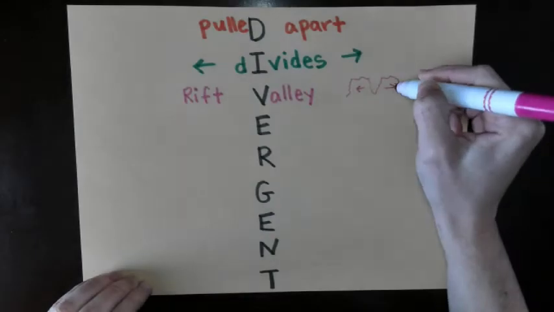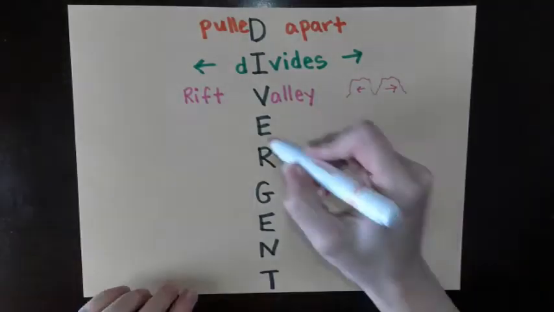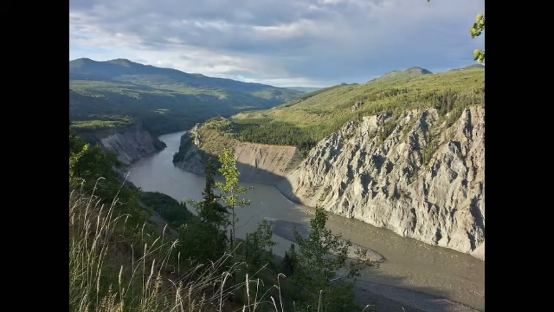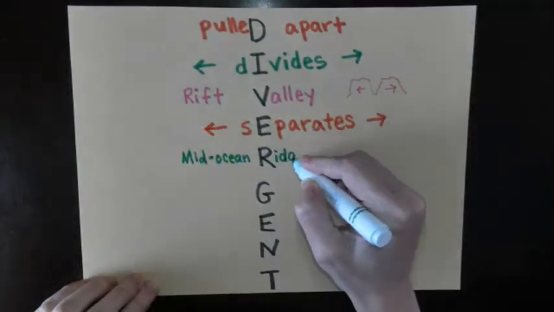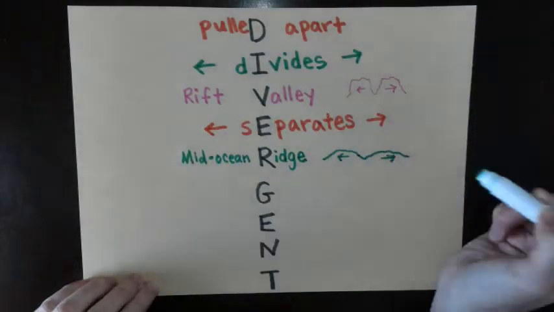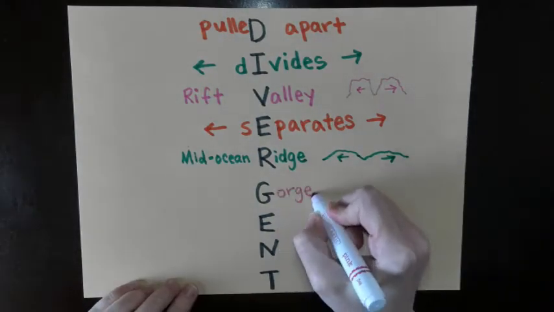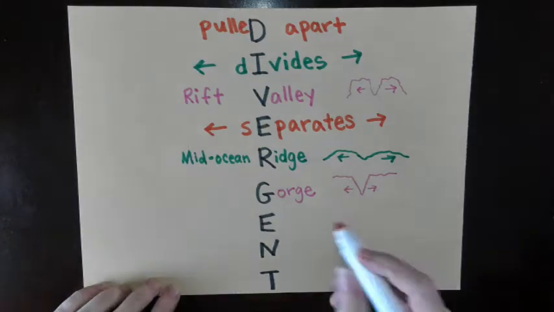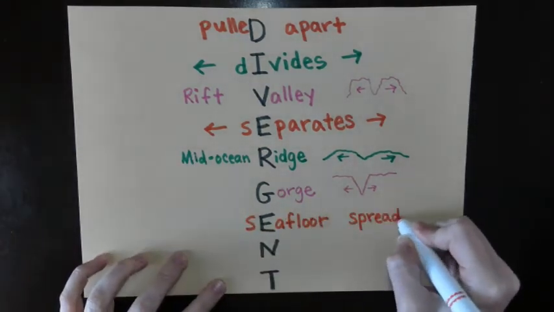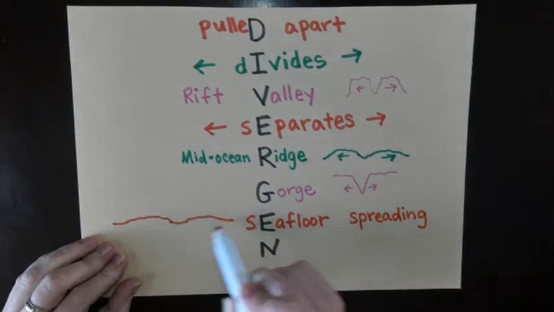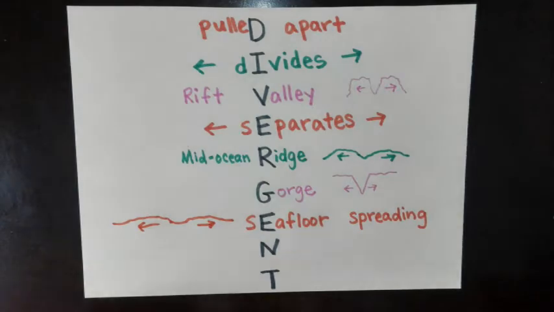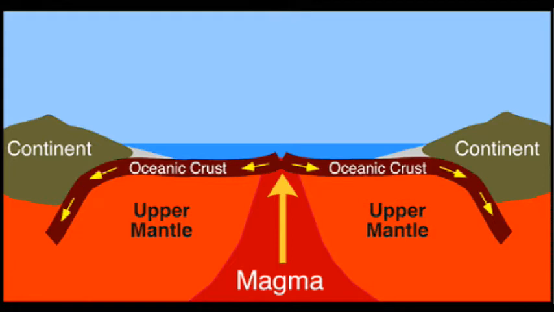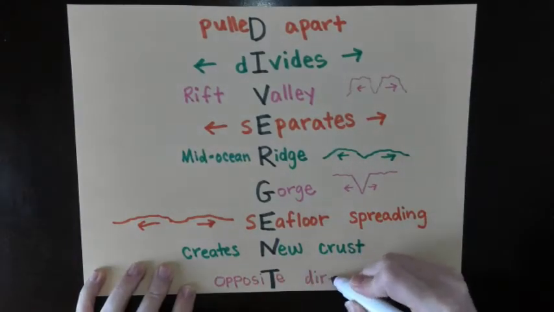On land, not only can it create a rift valley, but it can also create a gorge, which is almost like a canyon. Now, when these mid-ocean ridges are created because of the divergent moving, that is what we call seafloor spreading. The bottom of the ocean is spreading apart so that new crust can be created. And so when you think about divergent, just think about it being divided and two plates going in opposite directions.